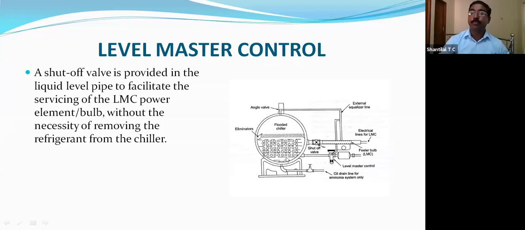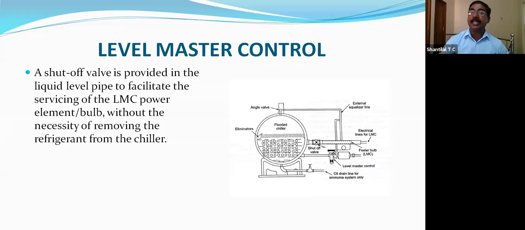The outlet is connected to the chiller. So the chiller has liquid refrigerant, and that liquid refrigerant has a level. By that, a pipe is also fixed. That pipe has a shut off valve, feeler bulb and electric heater. The function of the electric heater is to heat the feeler bulb. When heating the feeler bulb, what happens? The LMC valve opens or closes depending upon the heat of the heater.